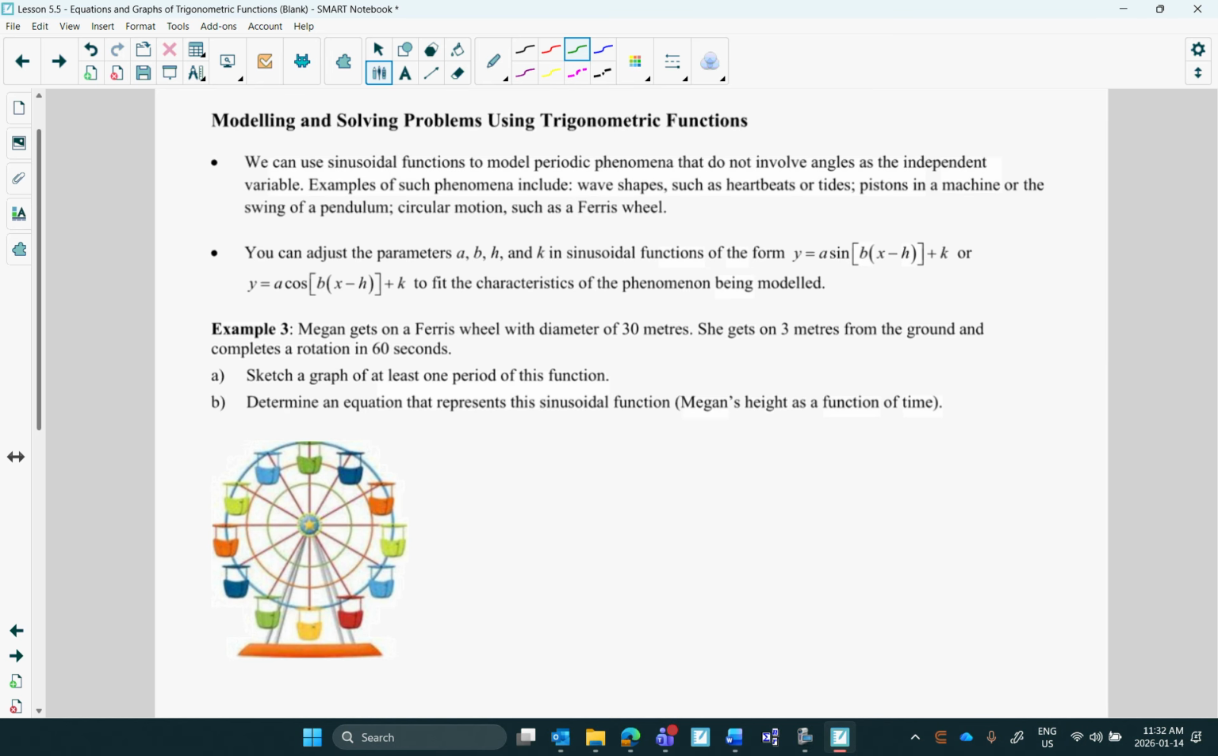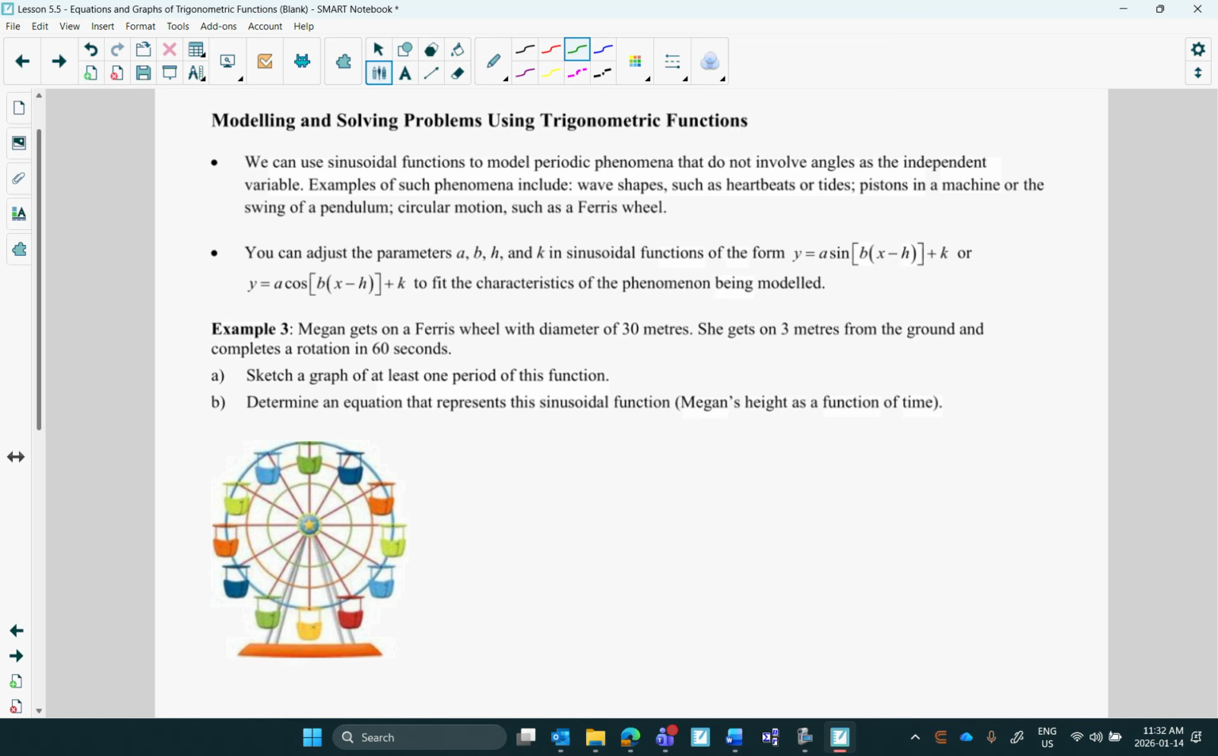Well, we can take a whole bunch of situations that involve some type of cycle, and we can convert it to a trigonometric function, which allows us to answer questions about it. So anything that follows a cyclic pattern, okay? So for example, a Ferris wheel.